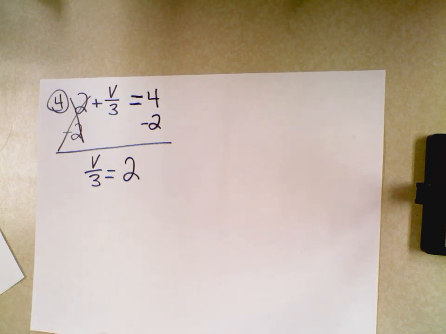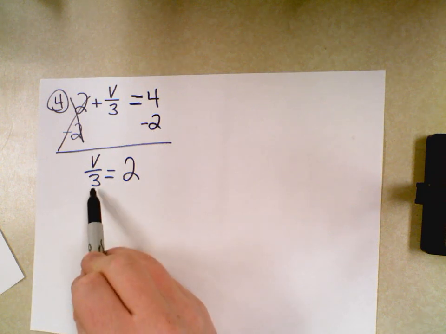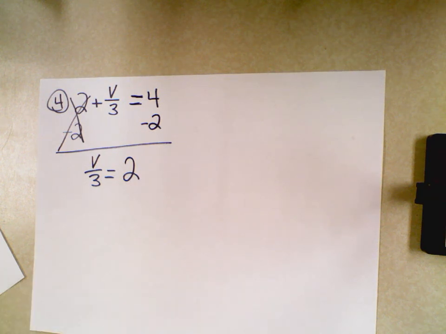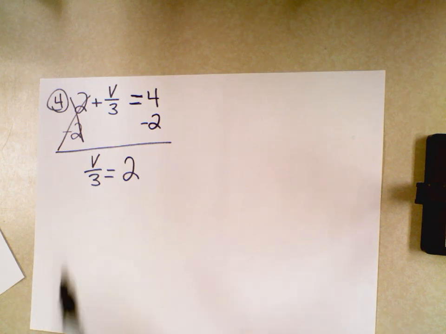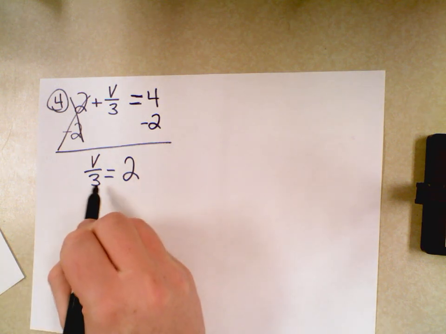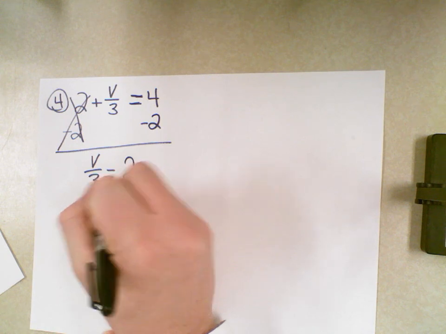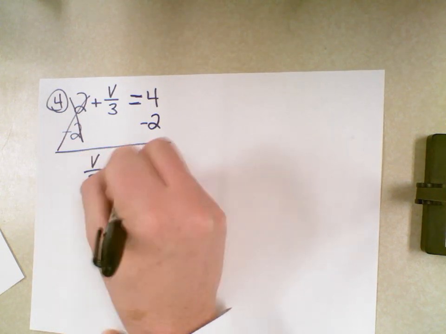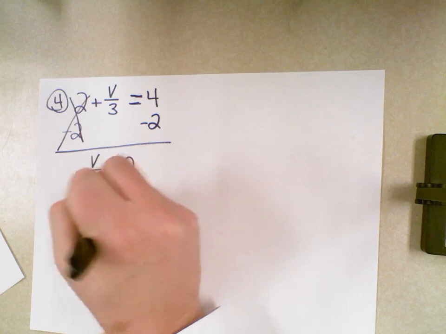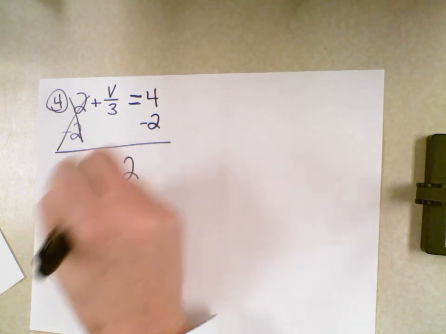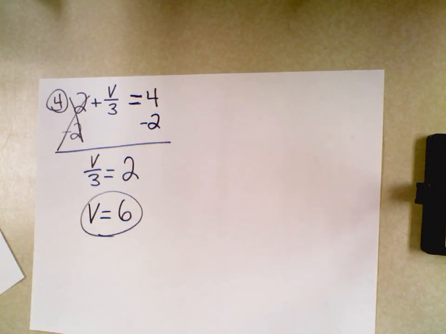Now, the first thing I ask myself is, is my variable v being added, subtracted, multiplied, or divided? Well, in this case, if it's in a fraction form, it's being divided. Therefore, I need to multiply. So I'm going to multiply 3 times 2. v equals 6. That's all there is to it.